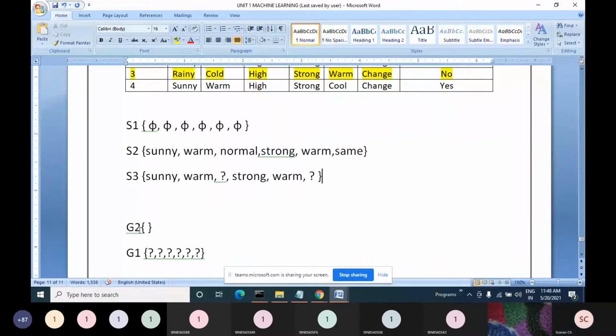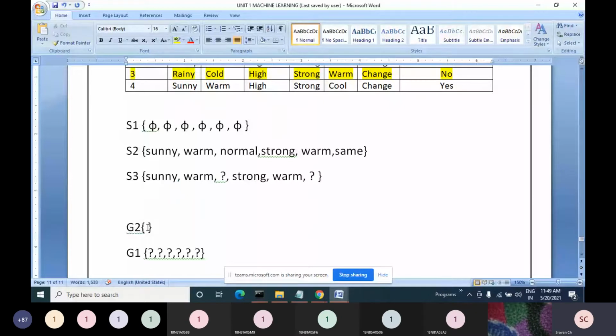will be updated. So I will see what is the first parameter value in S3: sunny. What is the first parameter value in the negative example? Rainy, right? So it is sunny and rainy. When it is sunny, we were getting a positive outcome. But what happened when it was rainy? It was giving me a negative outcome. So whenever there is a mismatch like this, sunny and rainy, it is not matching, I will write like this.